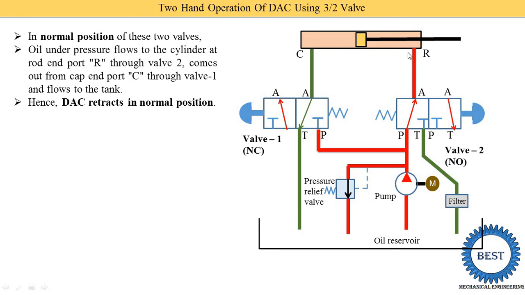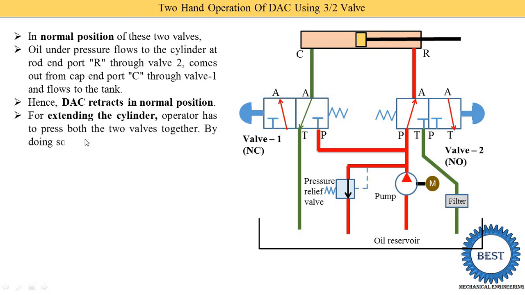Retract means the piston is moved from right to left. For extending the cylinder, extend means the piston is moved from left to right. So the operator has to press both valves together. The operator needs to use both hands to press both valves together, because it is a two hand circuit.